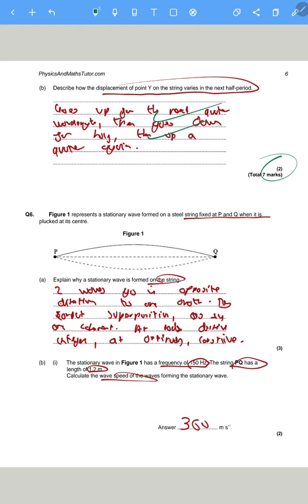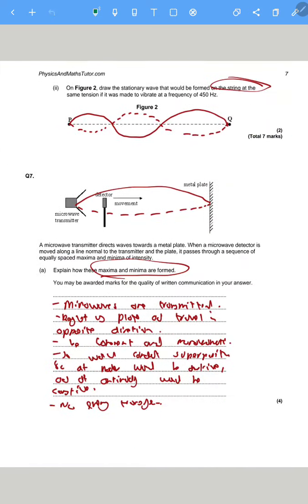Okay. Explain why stationary waves are formed. Two waves travel in opposite directions, have the same frequency, have the same amplitude. Superposition, accept interference, superposition, 2 waves, opposite direction. Yep. Next one, 360. Next, a DNA-looking thing with 3 things. Yep. Next, interference or superposition gets you a mark.